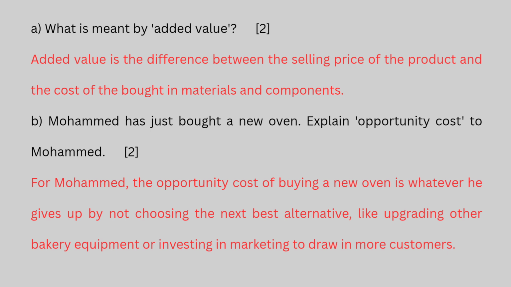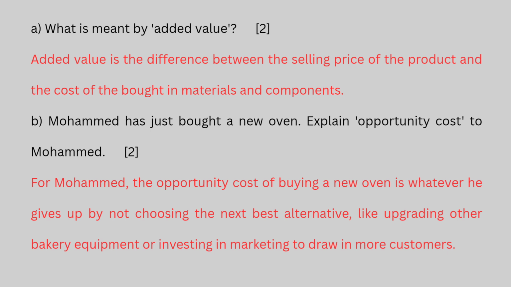Next question. Mohammed has just bought a new oven. Explain opportunity cost to Mohammed. For Mohammed, the opportunity cost of buying a new oven is whatever he gives up by not choosing the next best alternative, like upgrading other bakery equipment or investing in marketing to draw more customers.